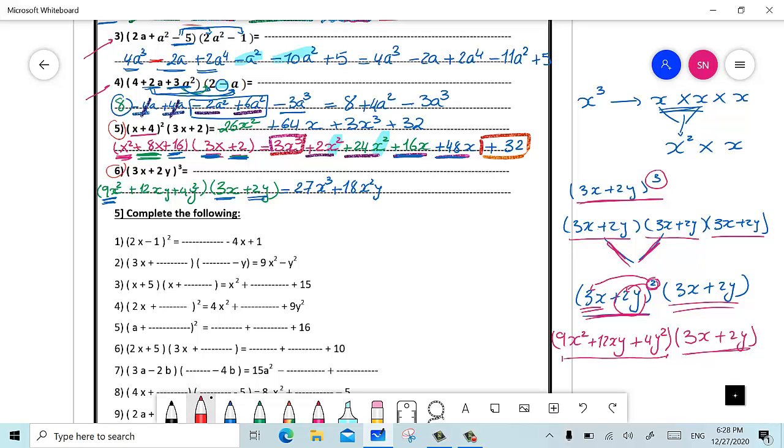And then we are going to multiply positive 12xy by 3x. This is equal to positive 36x squared y, because I have here x multiplied by x. And I'm going to multiply 12xy by 2y, and this is going to be equal to 24xy squared. Y squared because I have here y multiplied by y, and x is alone.